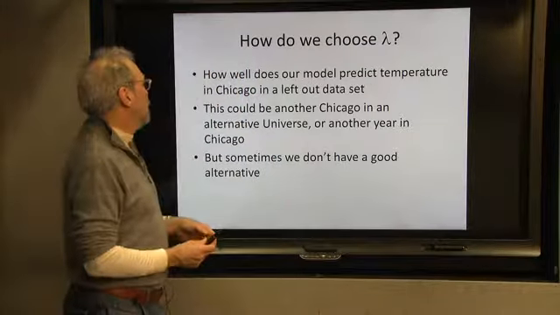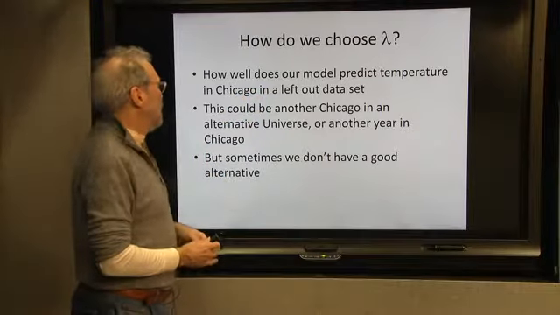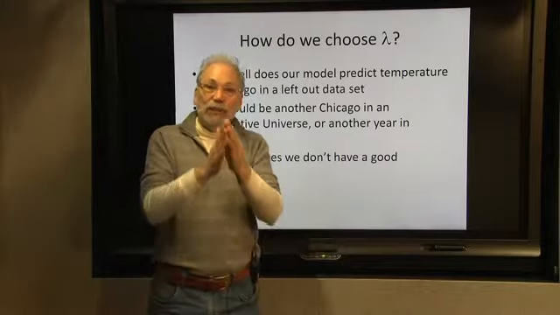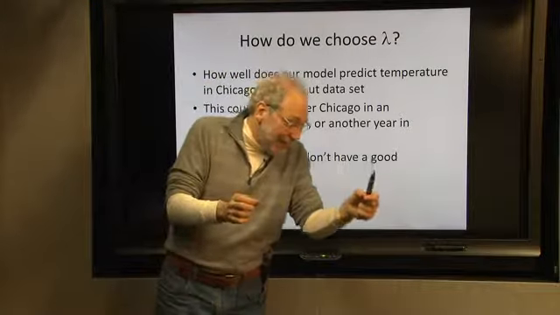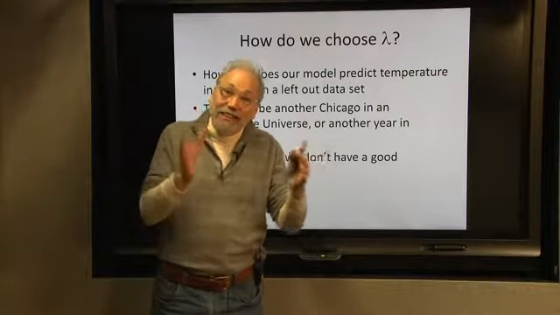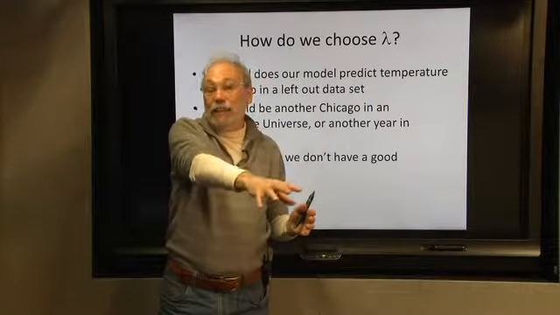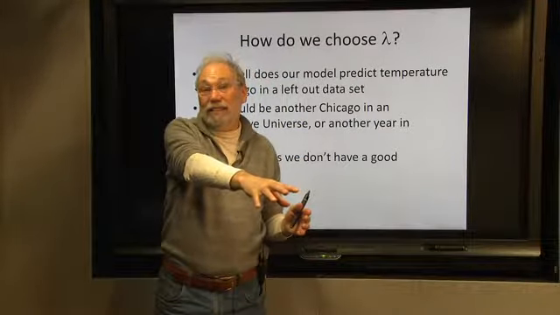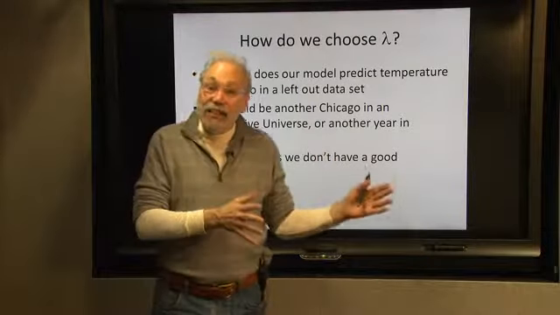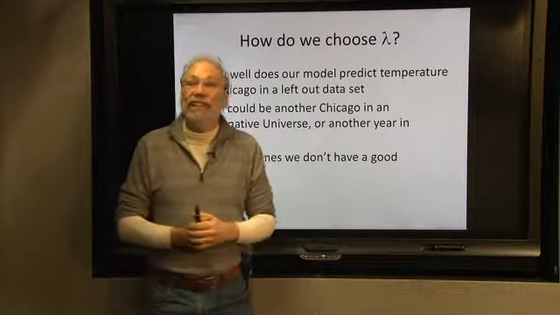And then, if I have a left out data set, which is Chicago in an alternate universe, because there are an infinite number of alternate universes, and I just look at that other Chicago where the temperature by chance happened to be different, right? You know, I can make predictions there and see how well it works, right? Or maybe I look at another year in Chicago or something like that, but let's say I have a validation data set.